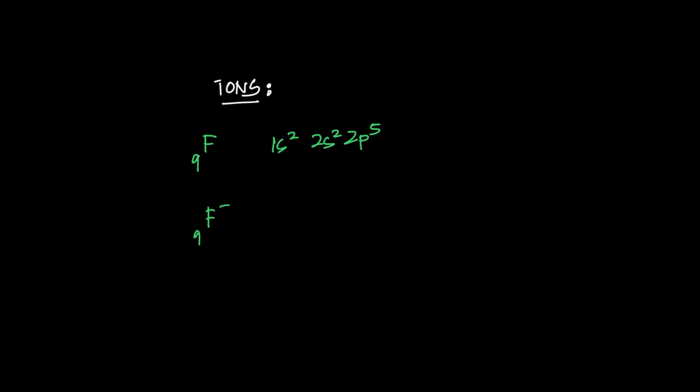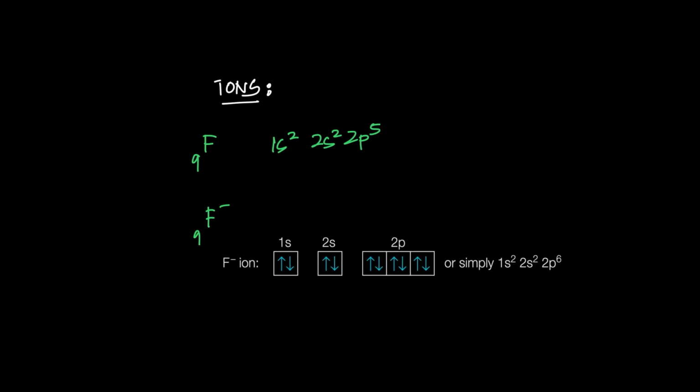Now, how would I write its configuration? The electron gained will go to fill up the outermost orbitals. So, fluoride will actually become 2p6. The 2p5 will fill up to 2p6. So you can write it as 1s2, 2s2, 2p6, or use the electron-in-box diagrams.